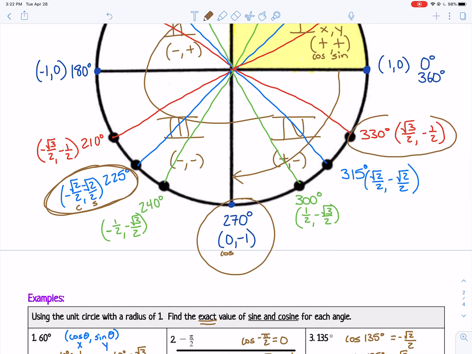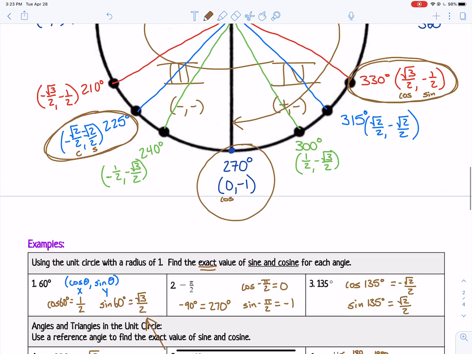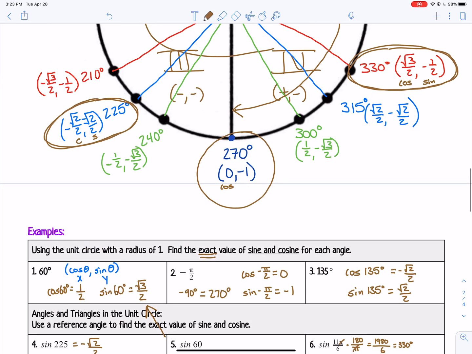All right, so let's go there. Sine is like the y value, the vertical, and cosine is the horizontal or the x. So sine of 11pi/6 was -1/2, and then cosine of 11pi/6 was equal to positive square root of 3 over 2.